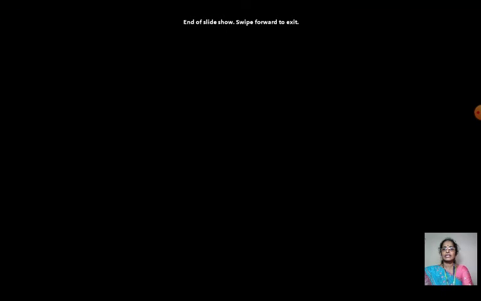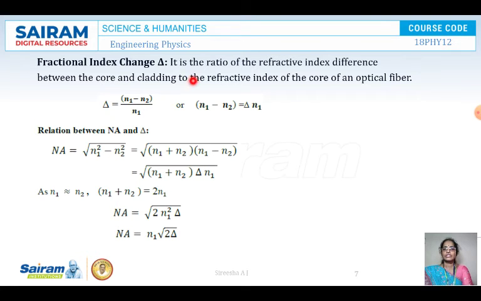Next is fractional index change. Fractional index change is the ratio of the refractive index difference between the core and the cladding to the refractive index of the core of an optical fiber. That is, n1 minus n2 by n1, which we call delta. Rearranging the terms, n1 minus n2 is nothing but delta n1.